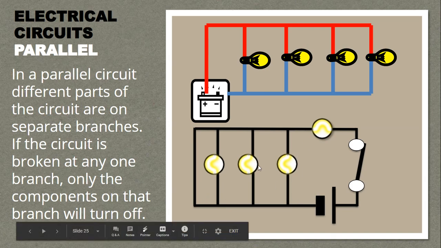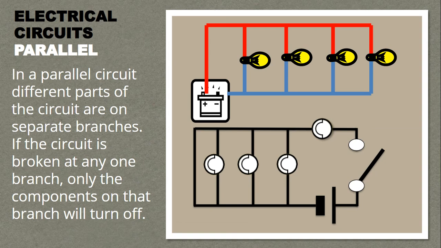Similarly, if I break both of these, the electricity can still go all the way around this path. If I break all three bulbs in the middle, the electricity can still go around in this path. But if I open the switch, none of them will turn on, right?